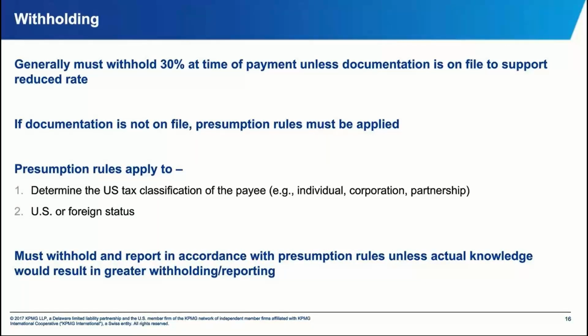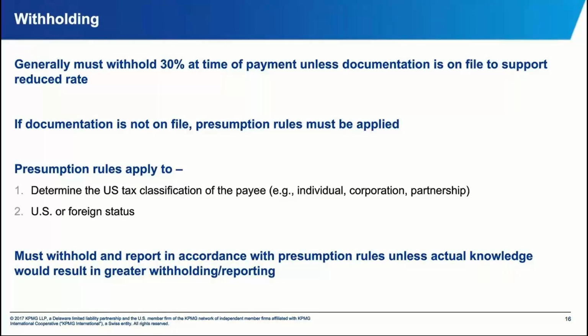Now, here's the tricky part with the presumption rules. You have to withhold in accordance with the presumption rules, they are mandatory, unless your actual knowledge is going to result in a higher rate of withholding. Now, it doesn't happen a lot, and it was designed to not happen, but these rules were written way back when the backup withholding rate was 31%. So they were designed then so this would not come up, but now every once in a while we'll get a situation where your actual knowledge is in fact going to result in a higher rate of withholding.